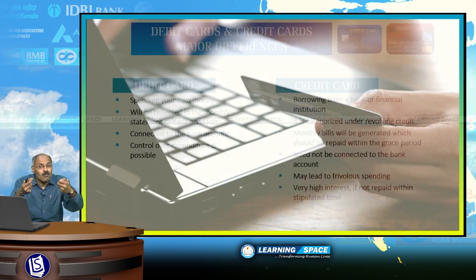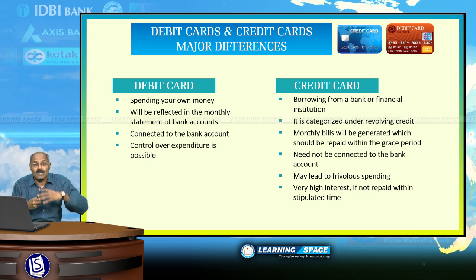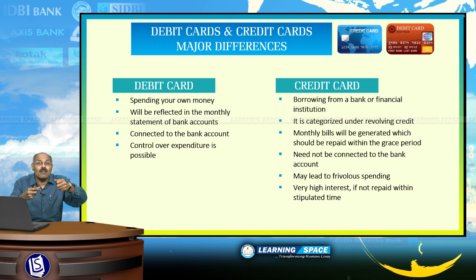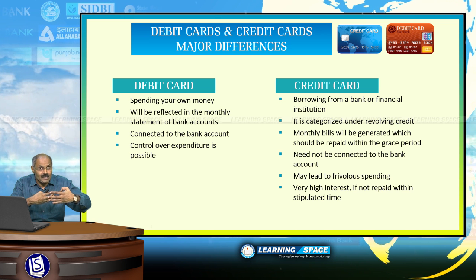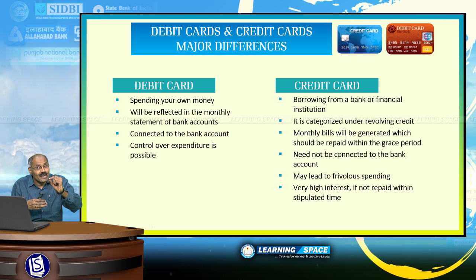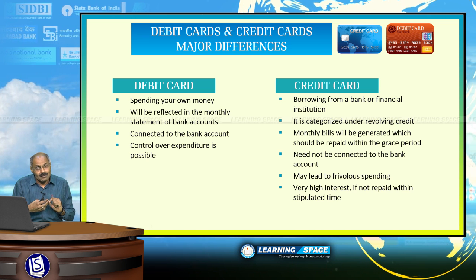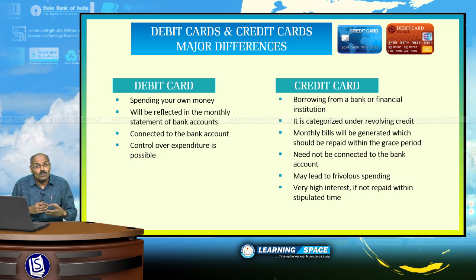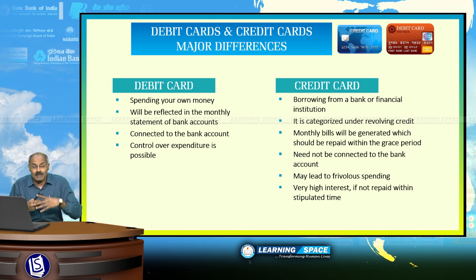Third important thing is for online transactions also you can use your debit card, and debit card means spending your own money. If you have balance in your account, then only you can use the debit card. So, it is spending your own money, and whenever you spend some money, it will be reflected in your account instantaneously, and debit card transaction is connected to your bank account, and control over expenditure will be there because it is your money. You normally spend money by using normal prudence. That is why control over expenditure will be there.